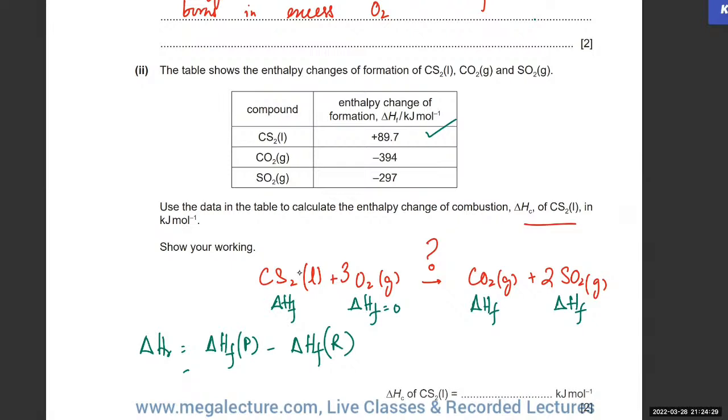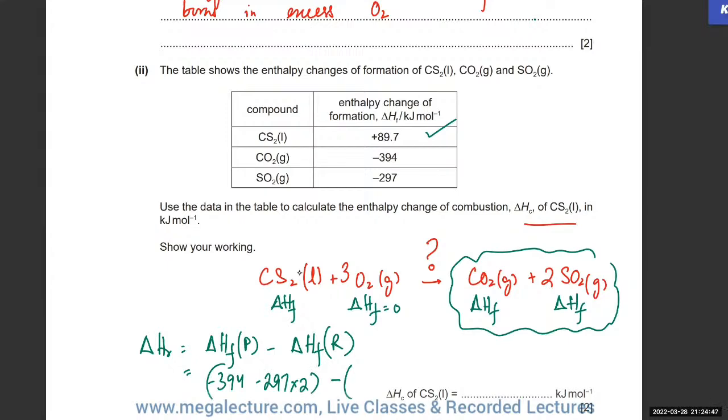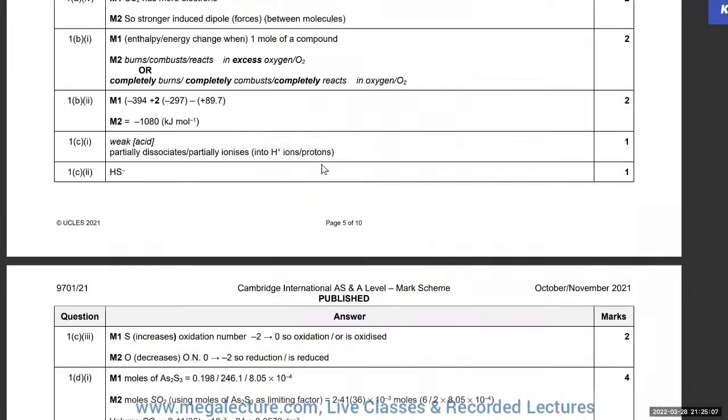So you do the math. The products are over here. What are your products? CO2, that's minus 394. SO2 is minus 297, that's 2 times. So that's my product minus my reactant, which is CS2, which is 89.7, and the other one is 0. Let me quickly check this. It's coming out to minus 1080.